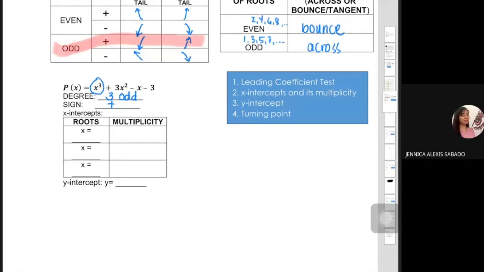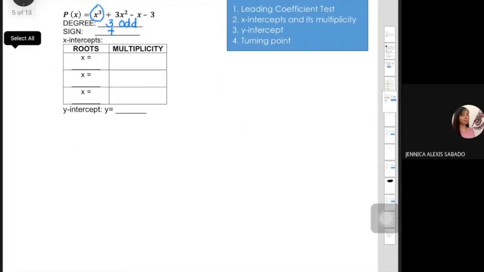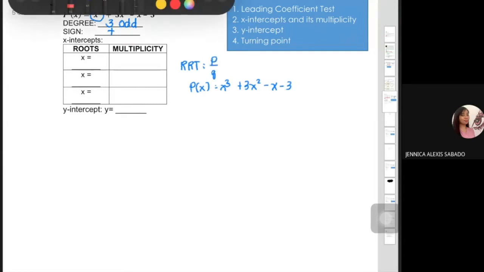Step 2 na tayo, x-intercept. So, sa x-intercepts, to do that, ang una po natin ginagawa is the rational root theorem. Para saan yung rational root theorem? Para ma-minimize yung choices natin sa possible roots. So, para ma-minimize, we will use your RRT. Remember, this is P over Q. And your P over Q, ito po yung P, yung constant, and your Q is the leading coefficient.